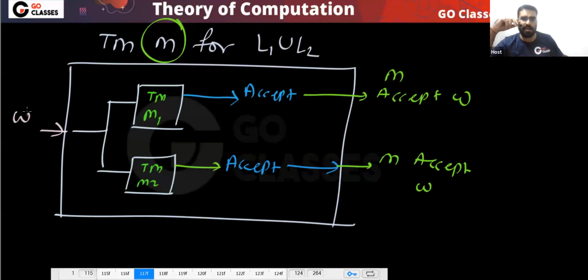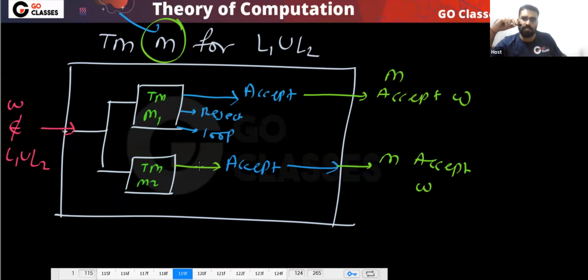Remember, what will happen if W does not belong to L1 union L2? Then it may happen that M can loop. Then M may loop, may or may not. Yes or no? Then what can happen? Either it will reject or it will loop. So we cannot guarantee, right?